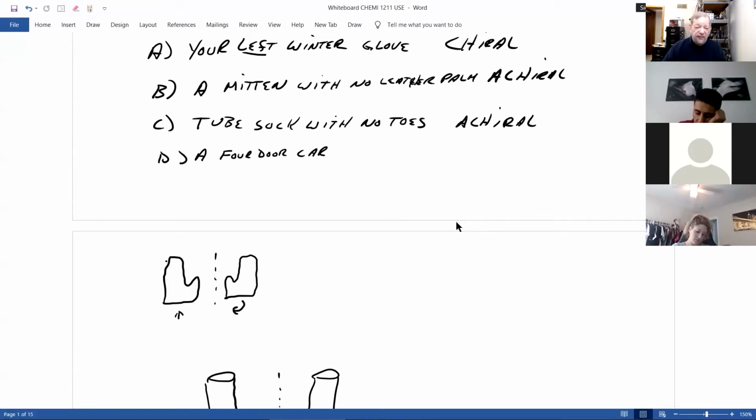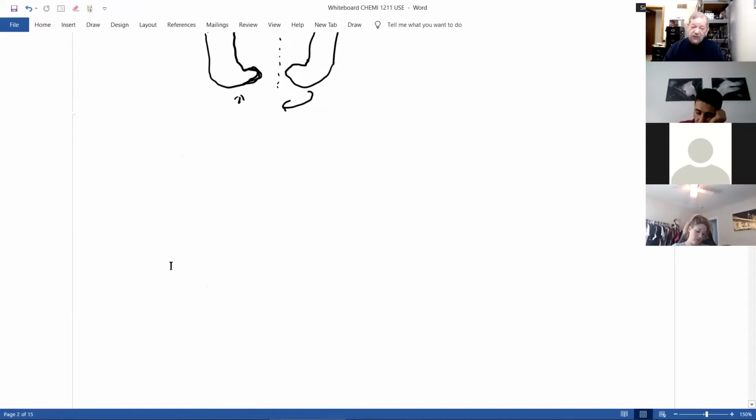And finally, let's do a four-door car. And the super warning, don't laugh too hard. Here's a four-door car. Here's the steering wheel, the headlights, the tailpipe, the tail lights, the wheels. And the question is, is this chiral or achiral?